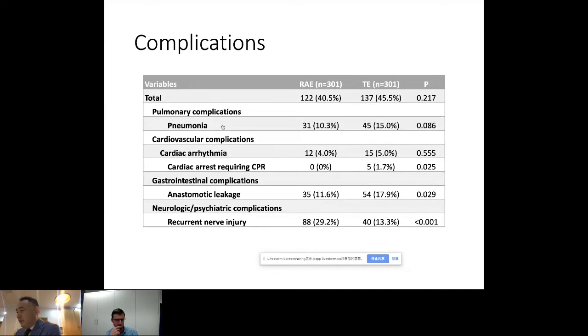With the use of fewer energy devices, I mean we just use scissors, we just use the blunt dissection, the current vocal cord paralysis rate of our robot procedure has dropped to around 10%. So I think it's acceptable.